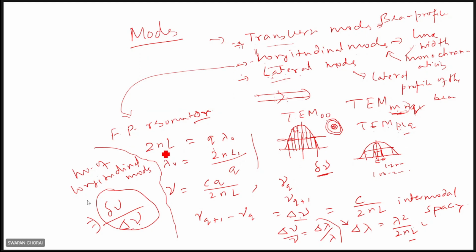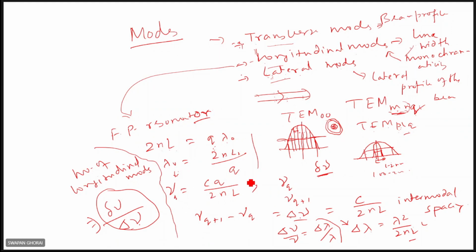Here, n represents the refractive index of the medium, L the length of the resonator, q is the order of interference, and lambda the wavelength of light used. So lambda0 equals twice nL by q, right? And if you convert in terms of nu, nu equals c by lambda, right? So from that you get nu q equal to qc by twice nL, right? So the frequencies that will be sustained within the lasing cavity are nu q: nu 1, nu 2, nu 3, in this way.